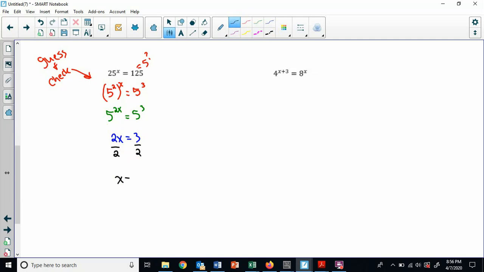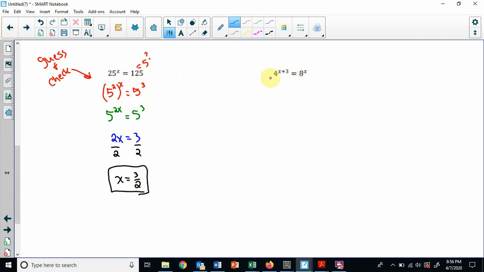x equals 3/2. And actually, if you remember, in the chapter we did 2 chapters ago, if I took 125 and put it to the 3/2 power, that would actually equal 25. Remember, that would be like square rooting it, so you take it to the 3rd power, then square root it, and it would give you back 25. All right, awesome.